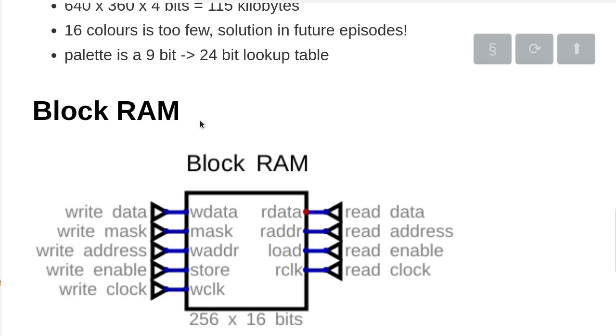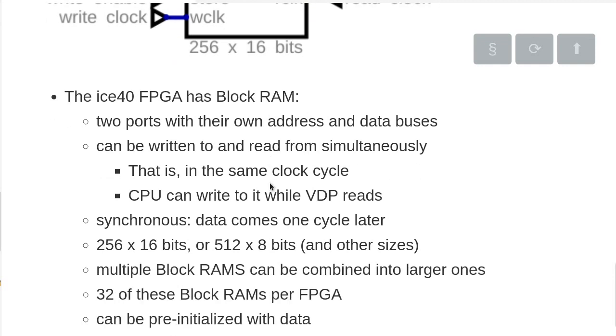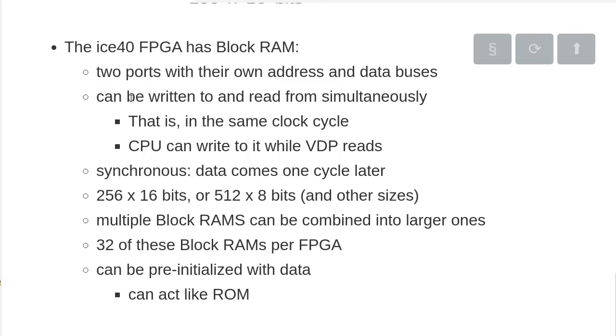And so I should probably talk about what is block RAM and why you would want to use it. Well, this is kind of a symbol for block RAM. So the ICE40 FPGA has block RAM. It's got two ports, and they each have their own address and data buses, and can be written to and read from simultaneously. That means that within the same clock cycle, we can have the CPU write to it while the VDP reads from it, which is very handy.